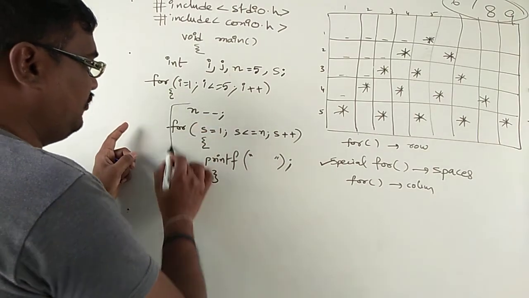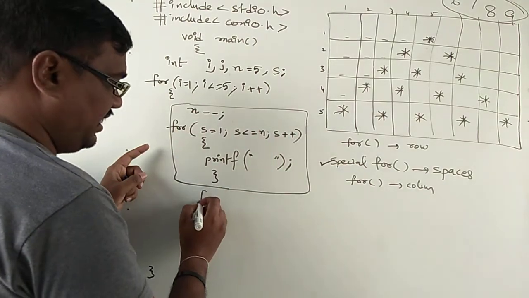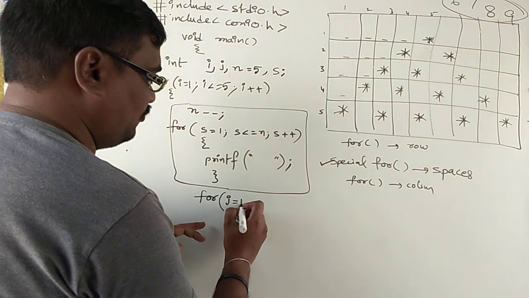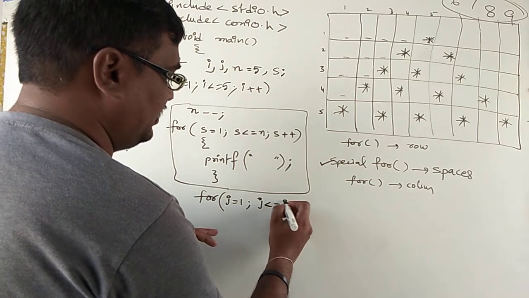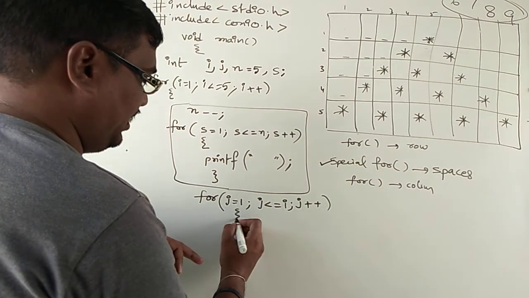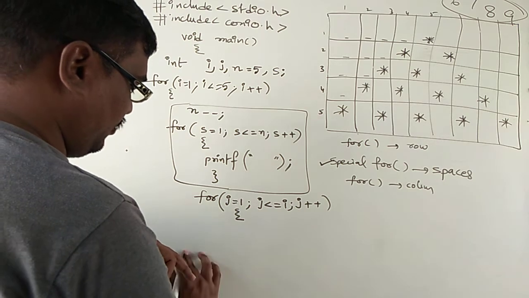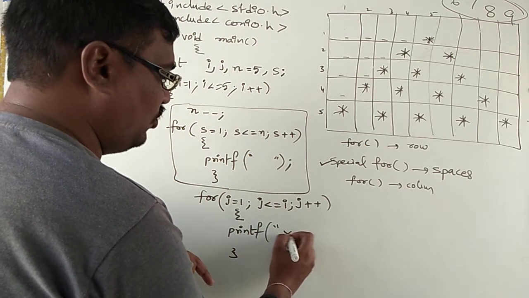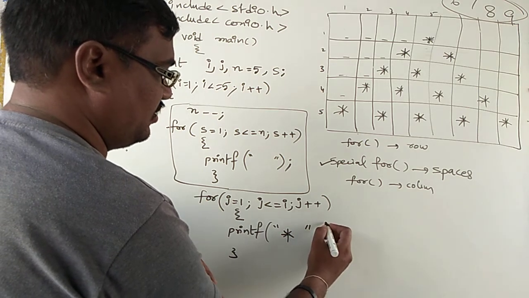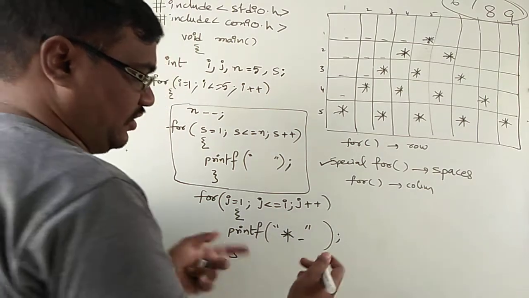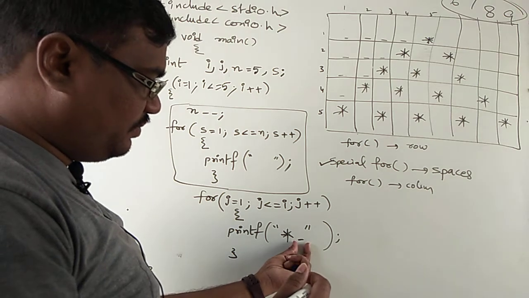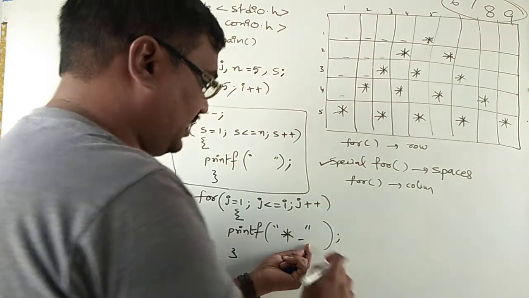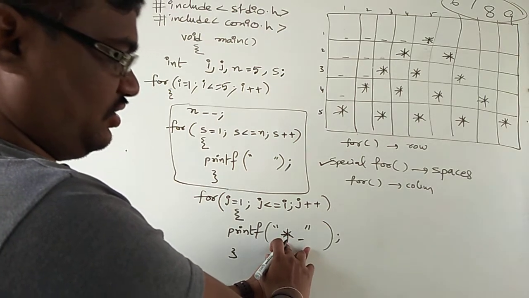Next, I want to write one more for loop to display the stars: for j equal to 1, j less than or equal to i, j plus plus, opening and closing of the for. printf, I want to display only stars. You must give one more space here also, because after displaying a star I want to display a space. Star after one space, star after another space, third star after one more space. That's why I am placing one space after the star.